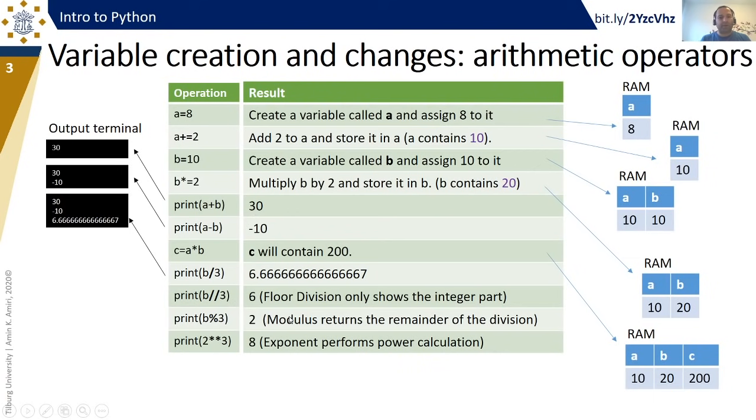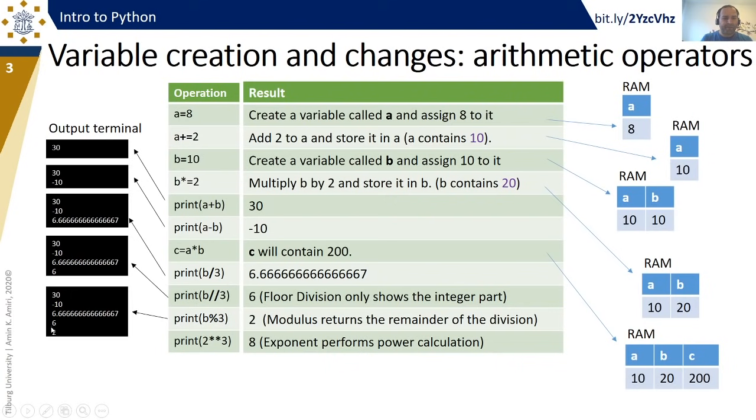Modulus is another operator. It returns the remainder of a division. b modulus 3: b equals 20, so 20 divided by 3 is 6. 6 times 3 is 18. 20 minus 18 is 2. So the remainder is 2. As a result, 2 is also printed at the end.